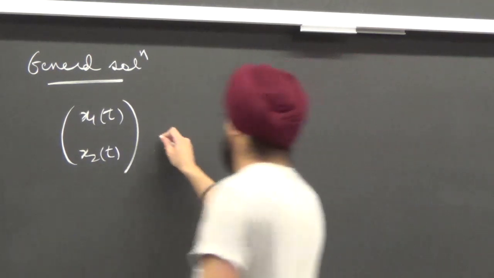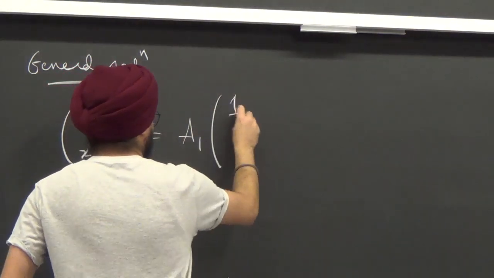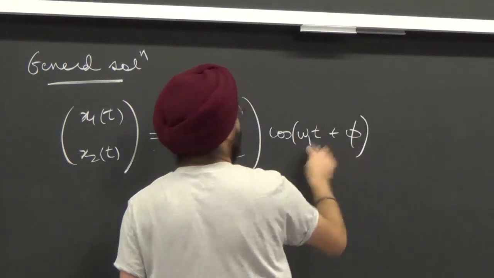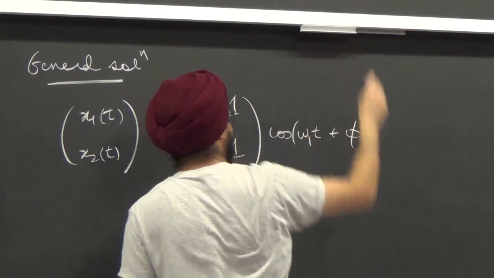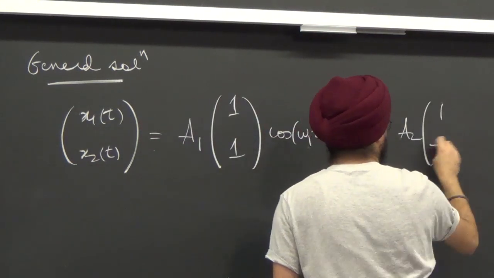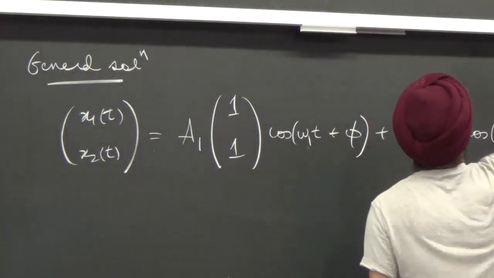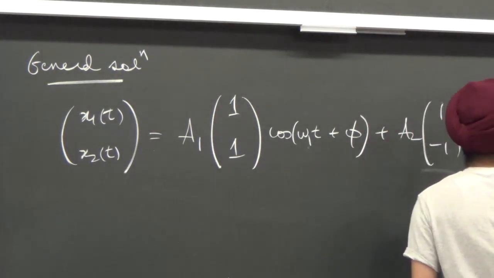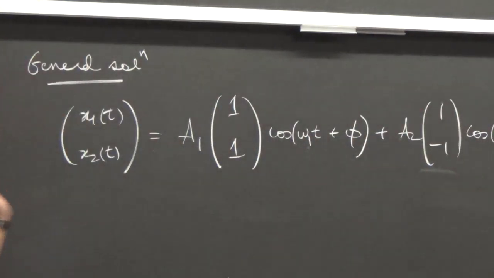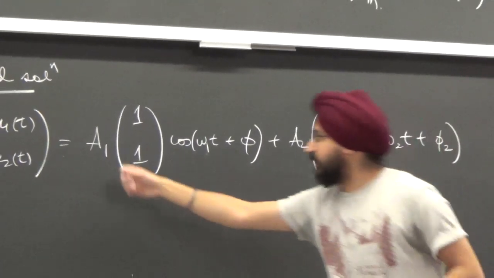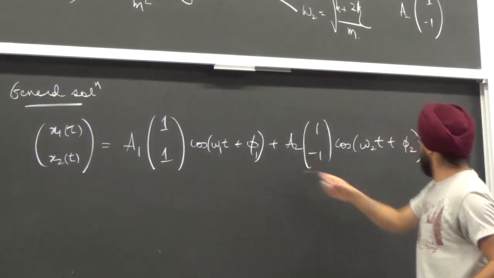So the general solution is A1 times (1, 1) cosine omega 1t plus phi 1. Omega 1 is the first normal frequency, root k over m, plus A2 times (1, -1), the other normal mode, cosine omega 2t plus phi 2. Omega 2 is square root of k plus 2 kappa over m. Okay, that's a general solution. By knowing my initial conditions, where is particle 1, where is particle 2, speed of particle 1, speed of particle 2 at time 0, I can find A1, phi 1, A2, phi 2.